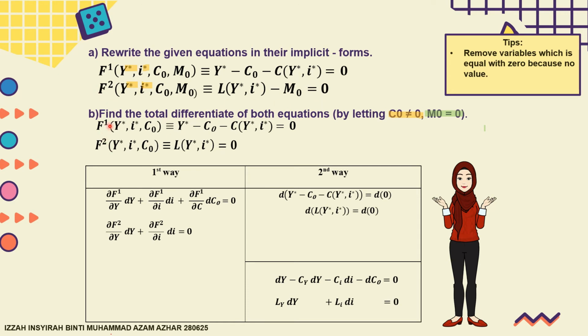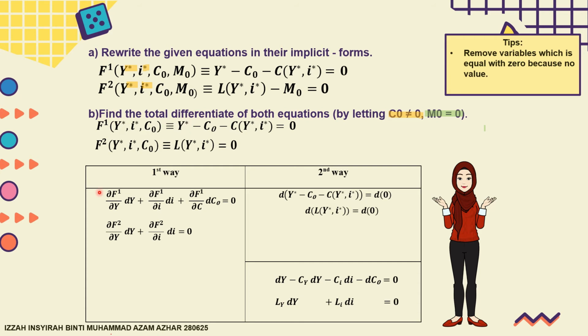The next step is, we need to find the total differential of both equations by letting C null not equal to 0 and M null equal to 0. Why are we letting C null not equal to 0? Because we want to know the change in C null. Furthermore, as we can see, the function in A is different from the function in B, right? Here, when M null is equal to 0, we need to remove or ignore the M null from the functions because 0 means no value.